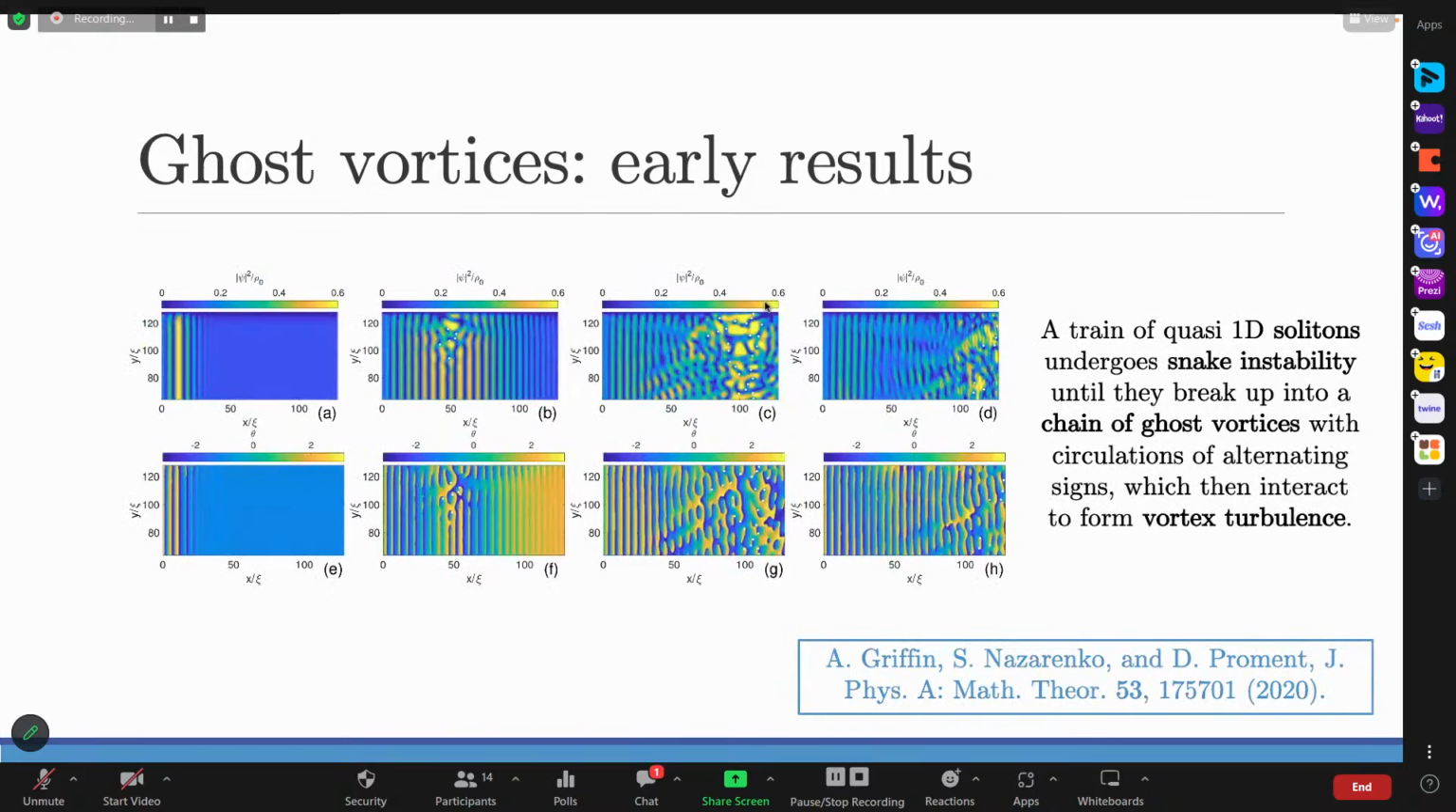Another interesting platform is a train of quasi-one-dimensional solitons which undergo snake instability until they break up into a chain of ghost vortices with circulation of alternating signs. This is the prelude of the so-called vortex turbulence. This is a more recent result from the group of Nazarenko. This is a brief overview of platforms where ghost vortices were described.